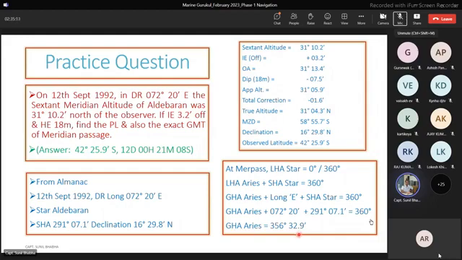So with this, we are now aware that at the time of meridian passage of the star, the GHA of Aries was 356 degrees 32.9 minutes. Using this, we can now find out the exact meridian passage time. So any doubts up to here, beta?